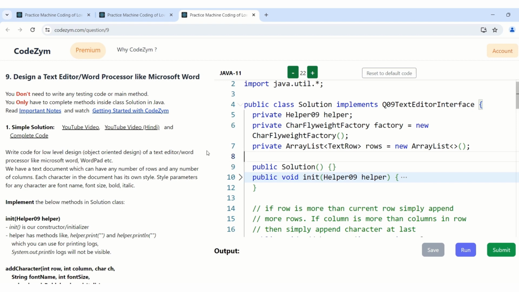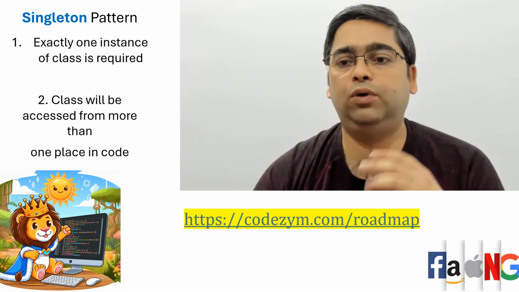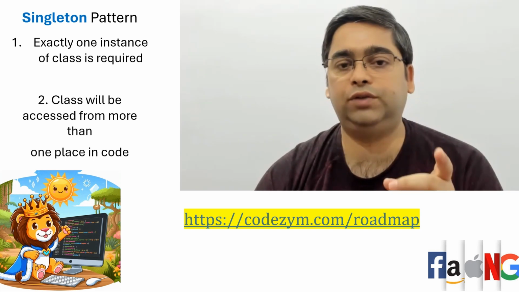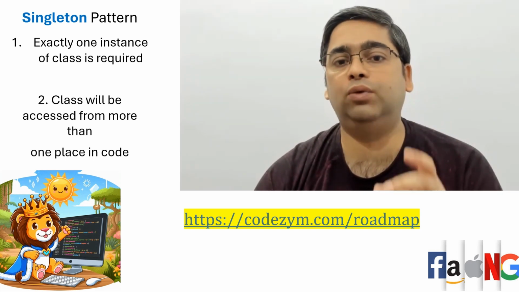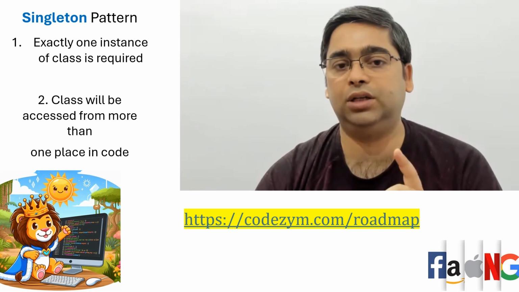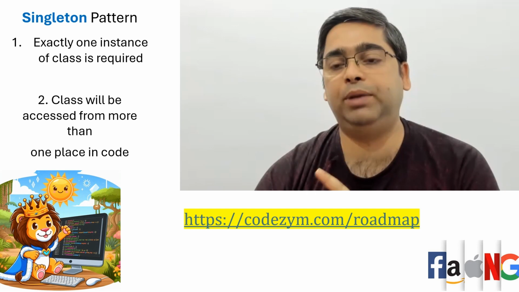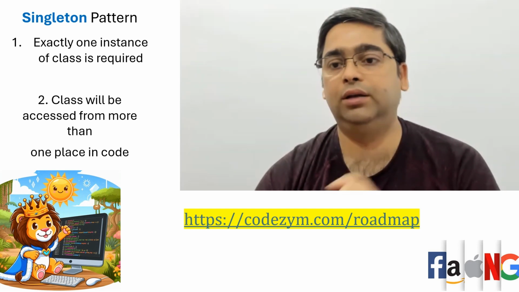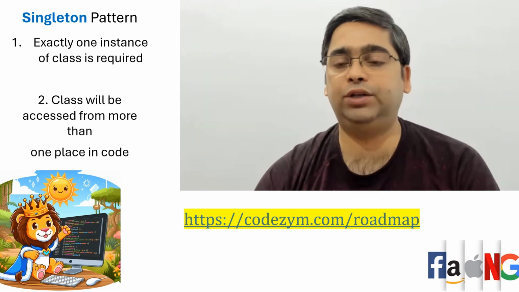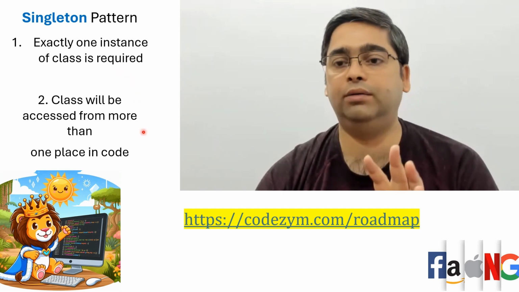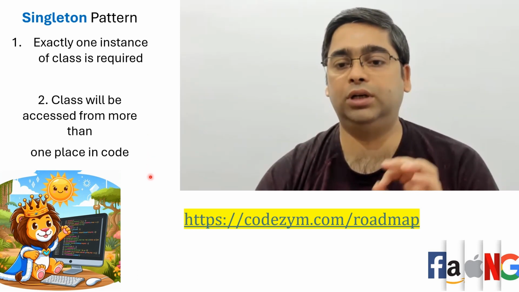And that is what you should learn from here: how to avoid using singleton pattern if it is not required. So if you want to remember anything about using singleton, then remember these two things. The first one is obvious, that you use singleton only when exactly one instance of the class is required. The second one is that the class should be accessed from more than one place in your code in a multi-threaded environment. Else there are better ways to do it. You do not need to make it a singleton. Avoid making it a singleton. This was all about singleton pattern.